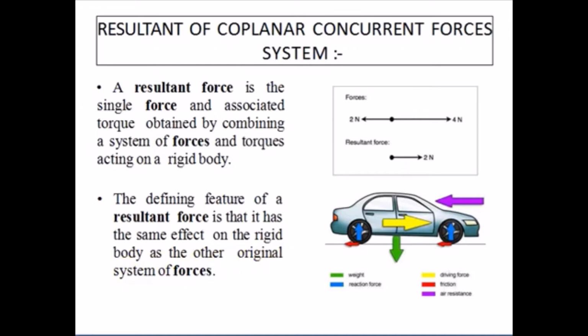Now let us take an example in the adjacent diagram. There are two forces, both acting in the horizontal direction. They are concurrent, that is, the lines of action of both forces pass through the same point. They are coplanar because they lie in a single plane, and they act in opposite directions. One force is moving to the right with a value of 4 Newton. The other is moving to the left, opposite to the first force, with a value of 2 Newton. The resultant force will be 2 Newton.